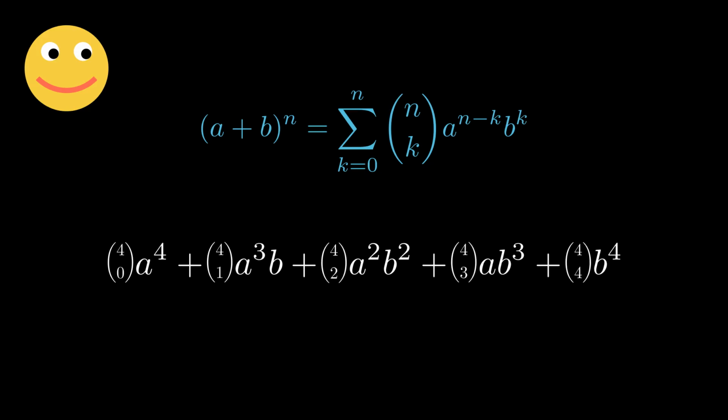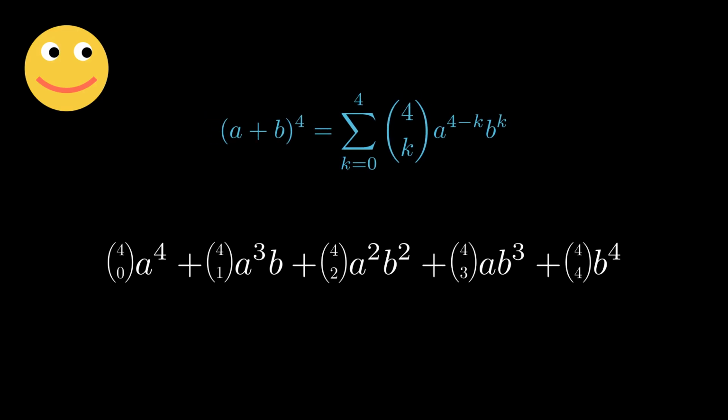Let's see how to expand a plus b raised to the 4th power. So we substitute 4 for n. The summation should be interpreted as replacing k with all integer values from 0 to 4 and summing the results. In the first step, we substitute 0 for k, making b's exponent 0, so only a appears in the expression.